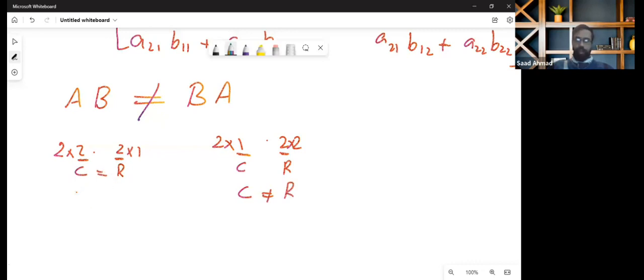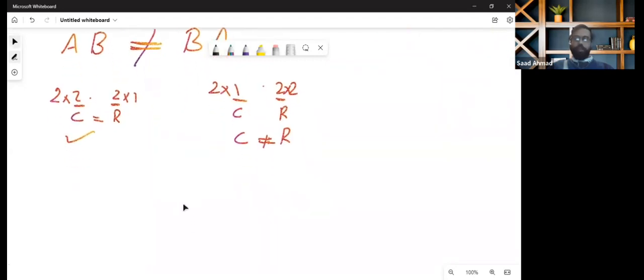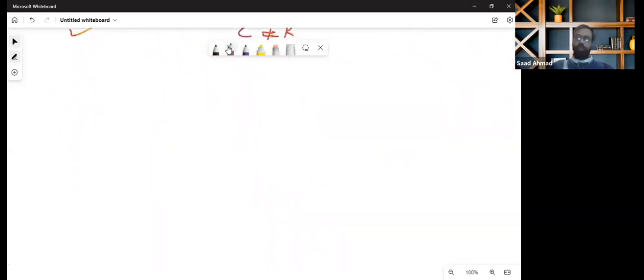So this one we can multiply. This multiplication can be done, but the other multiplication is not possible because the columns are not equal to the rows. That's why you can clearly see that A times B is not equal to B times A. It can be equal in some special cases, but in general it's not true. It's not like other mathematics, where 2 times 3 is equal to 3 times 2. It does not work like that. So we say that matrix multiplication is not commutative. That's the mathematical term for it.